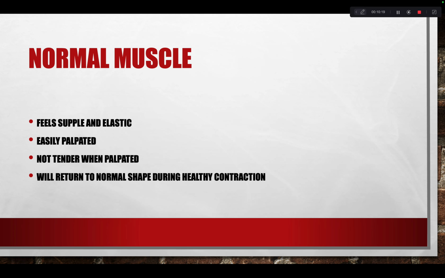Normal muscle should feel supple, right? And elastic. You can easily palpate it. It should not be tender when you palpate it. And it'll return to its normal shape during healthy contraction. So this is what we're looking for in normal muscle.